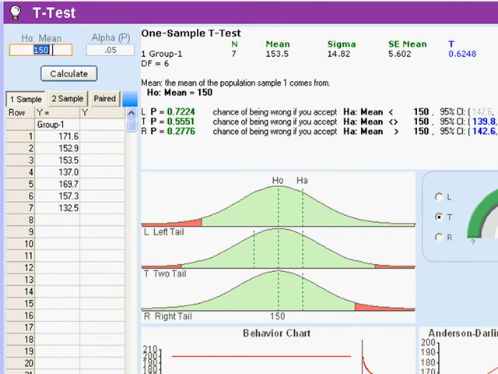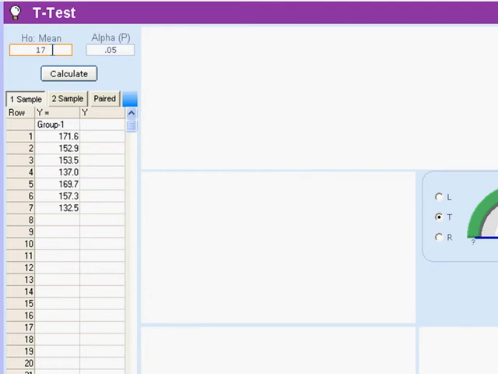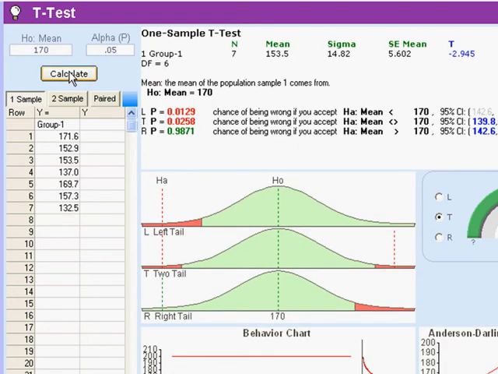All right, let's try to tie this to a practical example. Let's say we've got a process that's running and the target is 170. Now we don't want to over-adjust our process. We don't want to respond to normal random variation, but we'd like to know if really our process has drifted. And we can get that here by clicking Calculate.